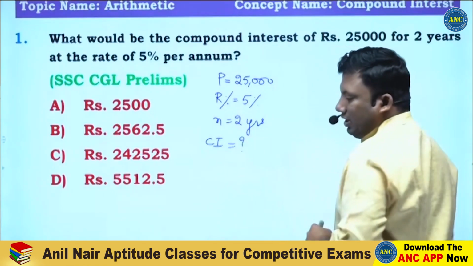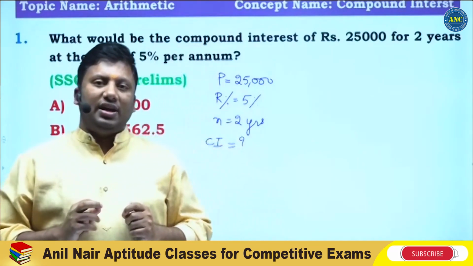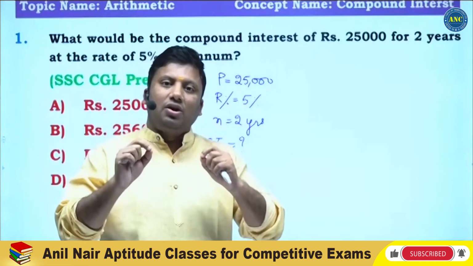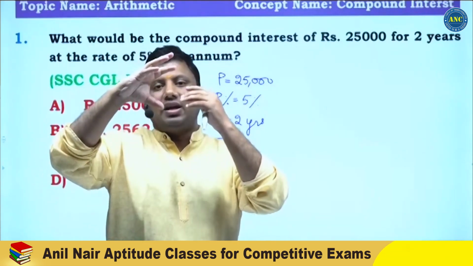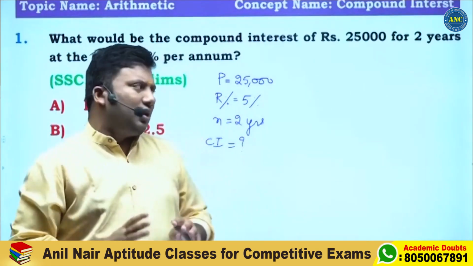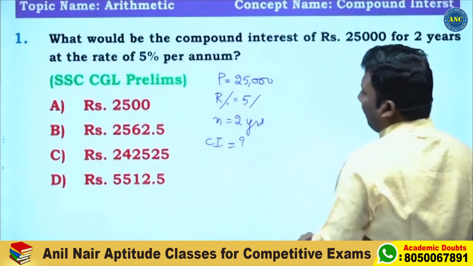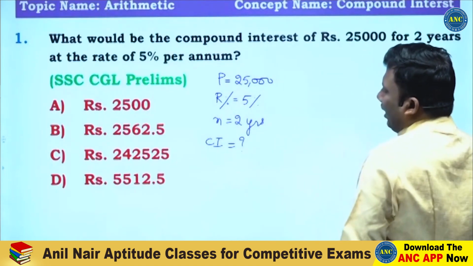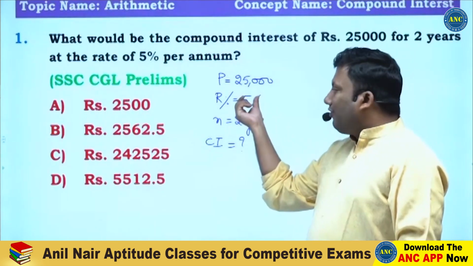Find the compound interest. The first thing we will do whenever we are solving a previous year exam question is underline the keywords present in the question. Once we understand the keywords, we translate them into a mathematical expression, then get the answer from the expression. Principal is 25,000. R is 5%. It is a very, very small value. N is 2 years.